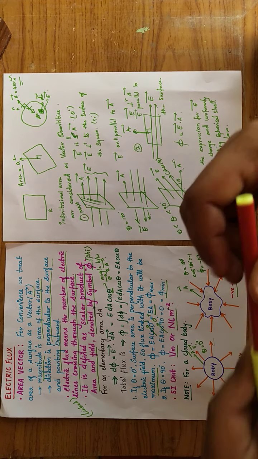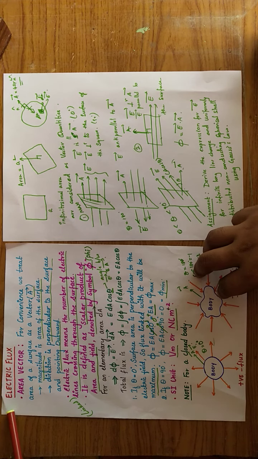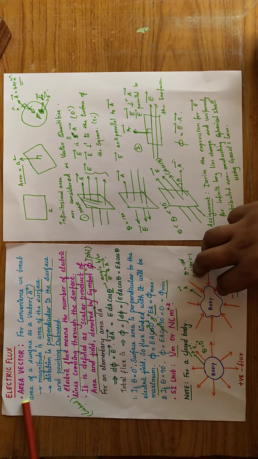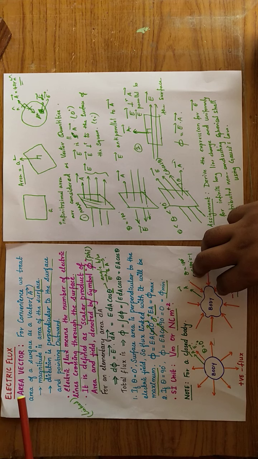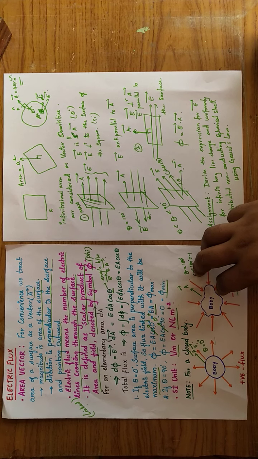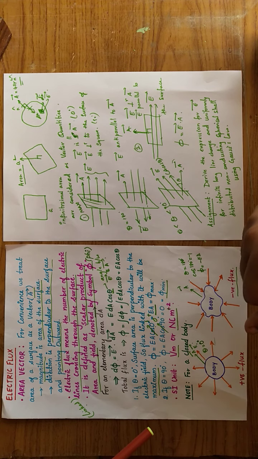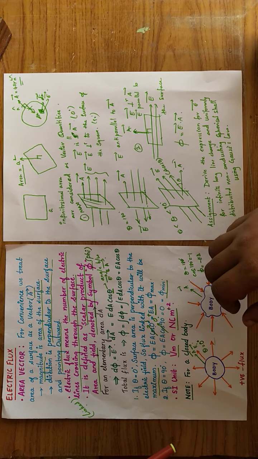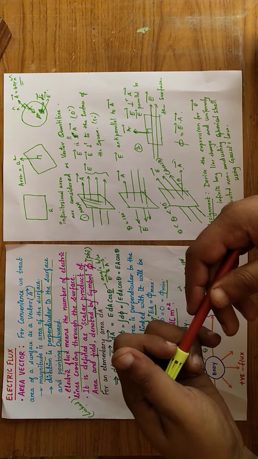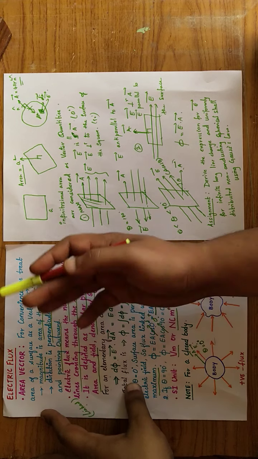Hi students. So this is a very important topic, namely electric flux. In order to understand this, we have one concept that is helpful in learning, which is area vector. So the area vector means it is area for a particular surface and it has direction. So that is a new thing that you are learning. Okay, and how, we will see. So this topic is mainly for the convenience sake.